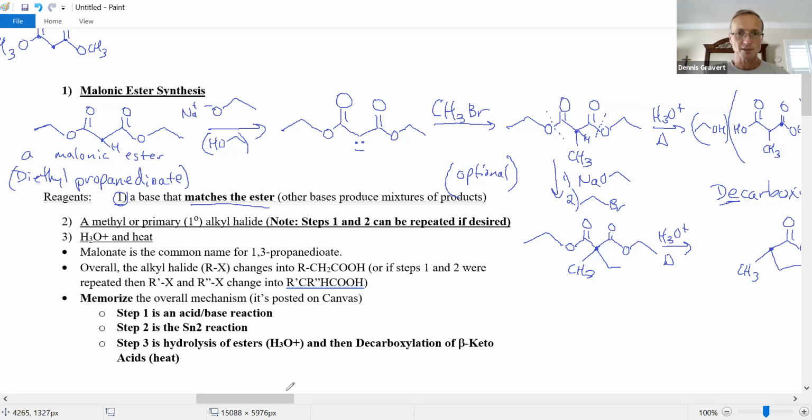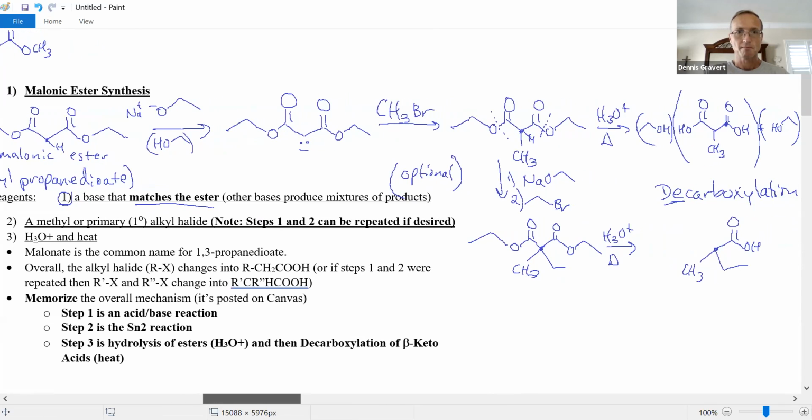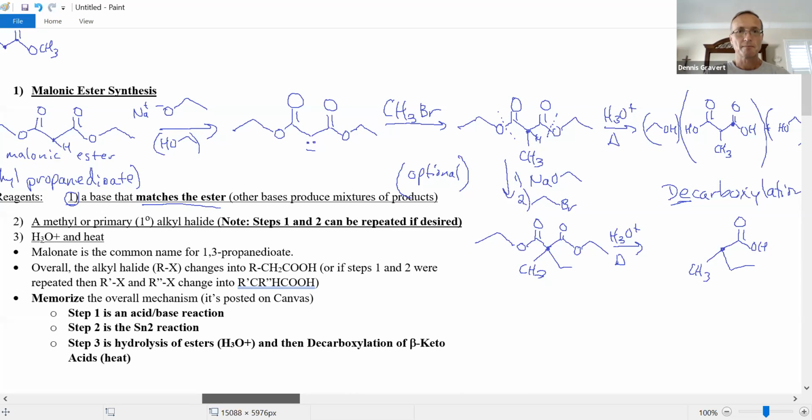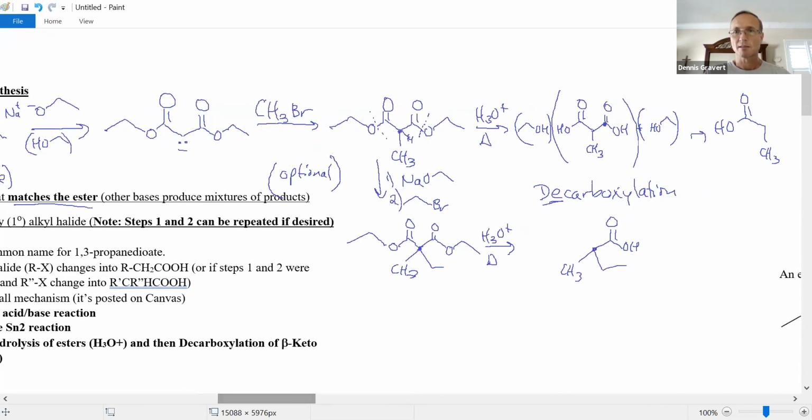Okay, get everything on the screen. No, it's off the screen. All right. Let's redraw it. Let's draw this molecule over here.